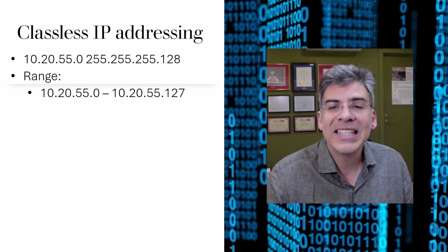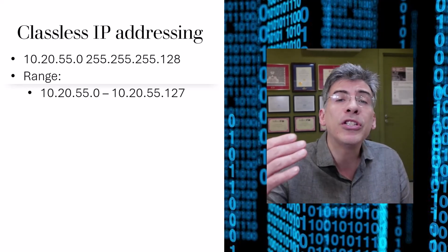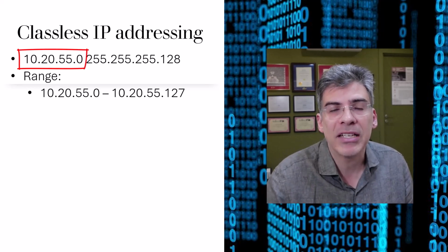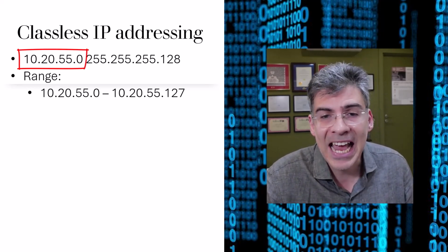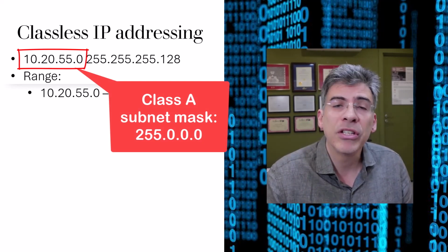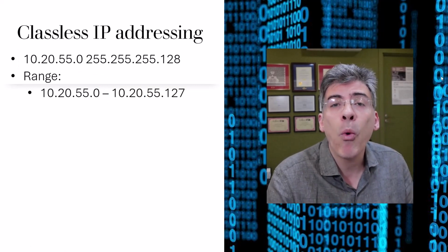And this would provide a subnet with a range of IP addresses from 10.20.55.0 all the way to 10.20.55.127. Now, you'll be able to do this even though this is a Class A address. And otherwise, this Class A address would require a subnet mask of 255.0.0.0.